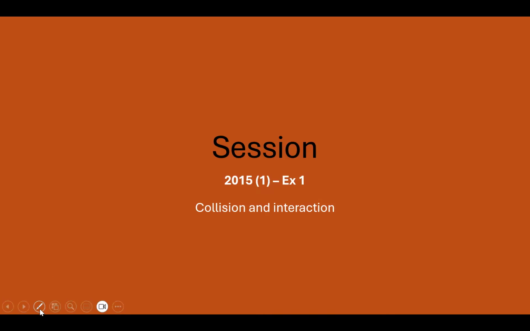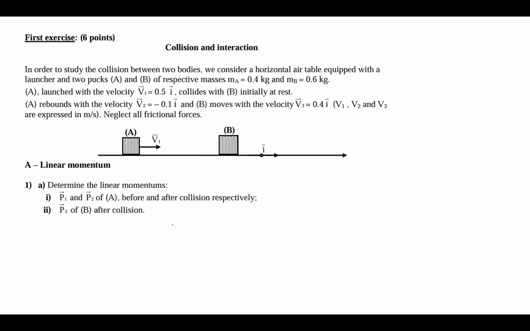Session 2015, exercise number 1. So here we have collision and interaction. In order to study the collision between two bodies, we consider a horizontal air table equal to the launcher and two pucks A and B of respective masses MA and MB.